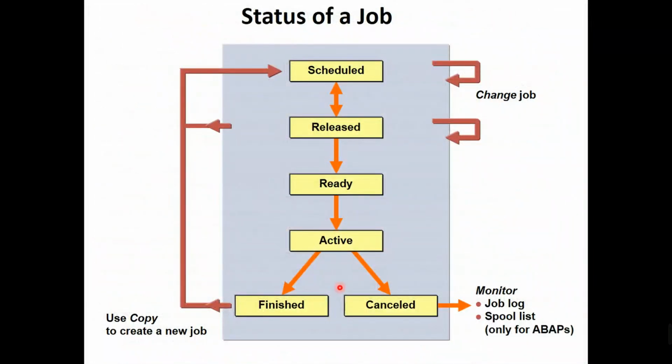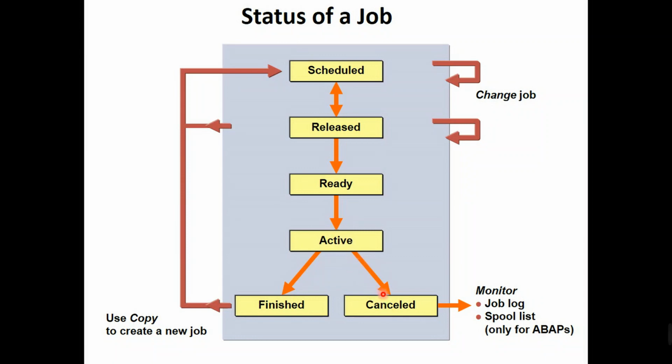Next, how is the background job actually running? First, the schedule will be done. Once it is scheduled, particularly for date or time, say event based, however you are defining it, then it will come to the release part. Once the job is released, only then it will start running. Then the job state is ready to be activated and executed. Once it is active, either of two things can happen. Either it will finish successfully, or for some reason, maybe due to an error, it can be cancelled.